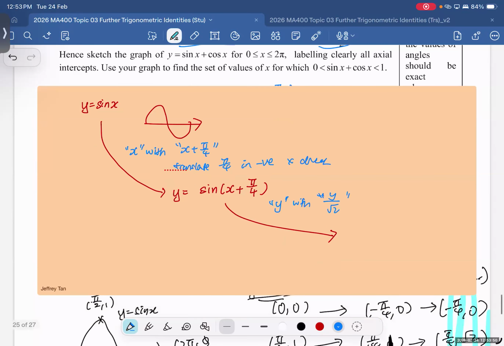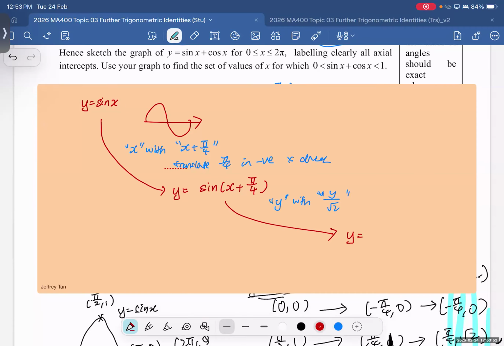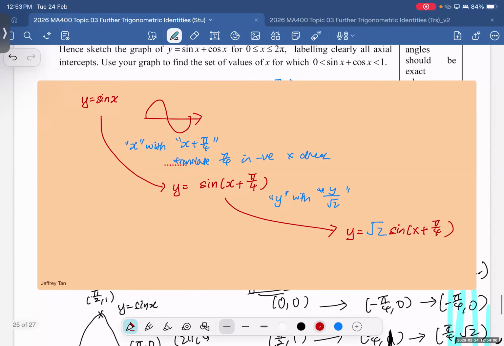Because the R here is square root 2, it becomes y equals square root 2 sine of (x plus pi over 4). Am I right? Clear so far? Yeah. So now time for some quick math.